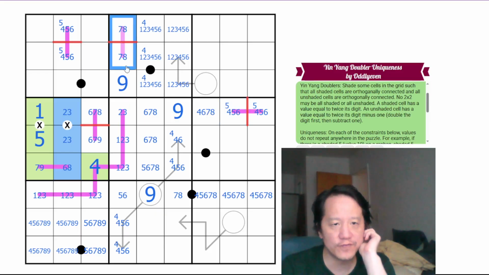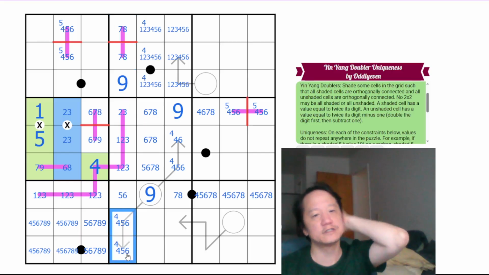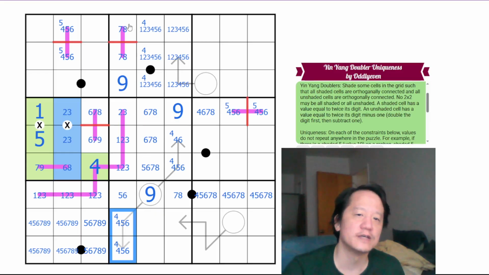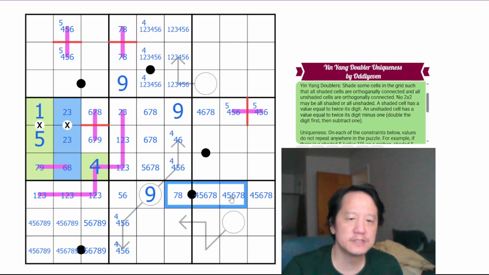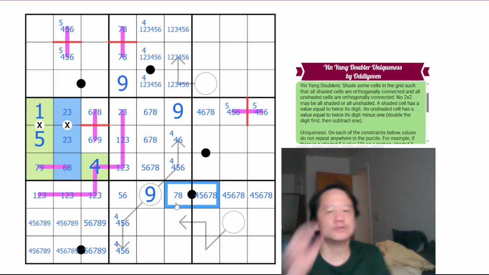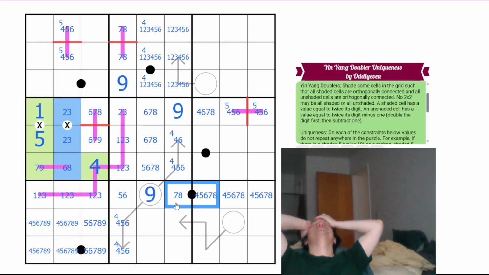And 4 and 5 can't be here because one of these is guaranteed to be 4, 5, and 6 can't be here because one of these has to be a 5 or 6. So that leaves that as a 7, 8 pair. That's why we know that. This is 7 or 8. So 7 or 8 would be values 13 through 16.